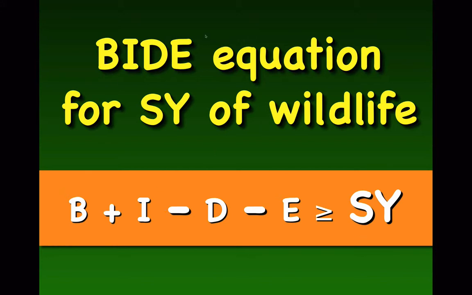So this is called the BIDE equation, and BIDE is only for these first four variables: births, in-migration, deaths, and emigration. This is the BIDE equation for sustained yield of wildlife. What is left over after you add births and immigration and take out the deaths and emigration? These are the ones coming in, births and immigration. These are going out, they died or they emigrated. What's left over is your sustained yield.